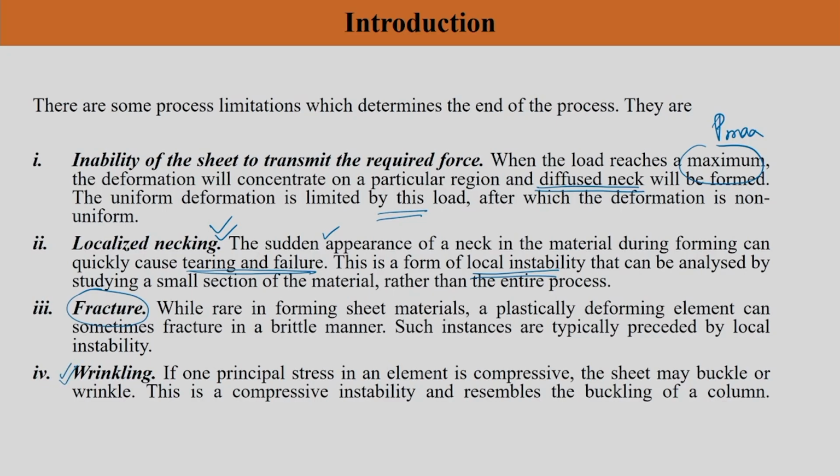Okay. So, wrinkling, you know that it is going to happen, for example, in a deep drawn product, in a deep drawn cup. You will see that wrinkling is going to happen on the flange region of the cup, and that could be because of the compressive nature of one of the principal stresses. Okay. It is like buckling of a column. Similarly, you are going to have wrinkling of the sheet away from its own plane. Okay. So, that waviness could be because of this.